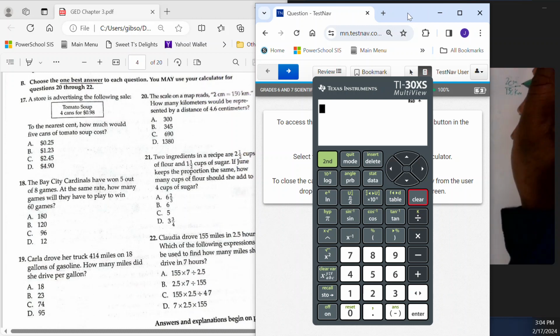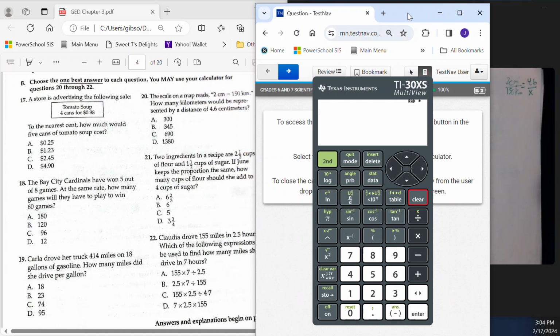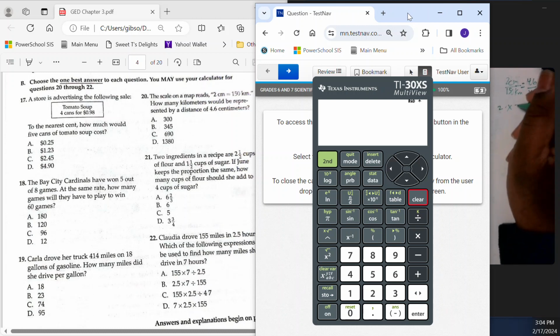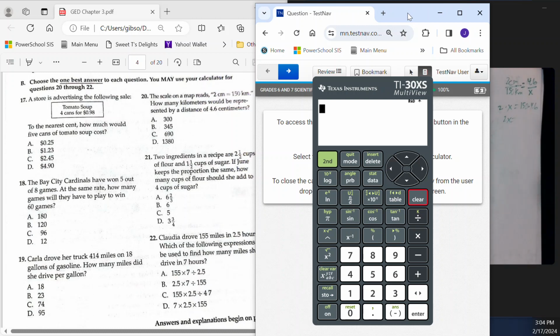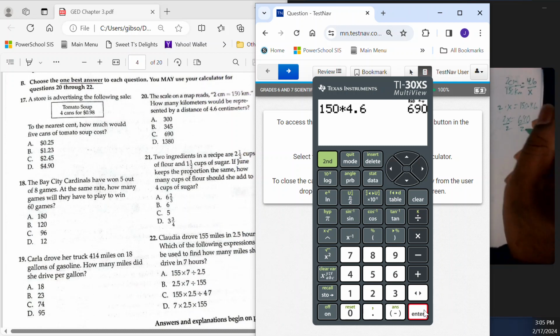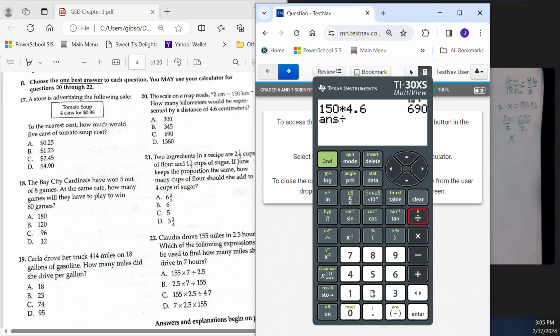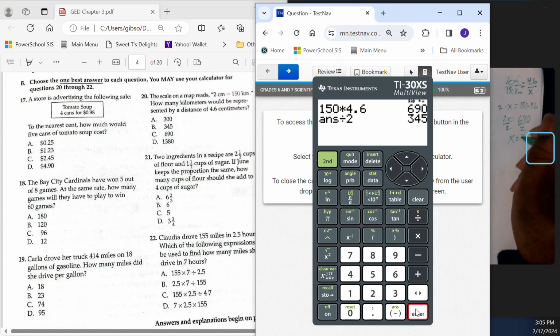Now that's equal to, now we have 4.6 centimeters over an unknown value x. So now we cross multiply. We had 2 times x is equal to 150 times 4.6. So it'd be 2x is equal to, now we would take the 150 times 4.6, and that gives us 690. Now we could divide each side by 2, and that would give us 345. So it'd be 345, which is B.